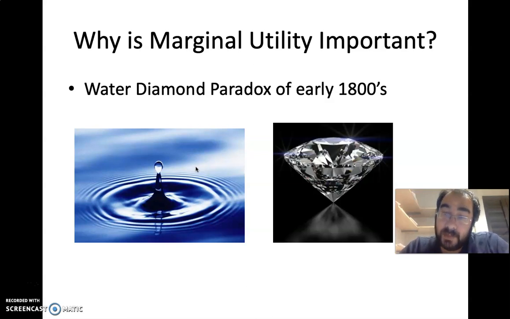However, diamonds are more expensive than water. Why? Can there be an explanation for that?